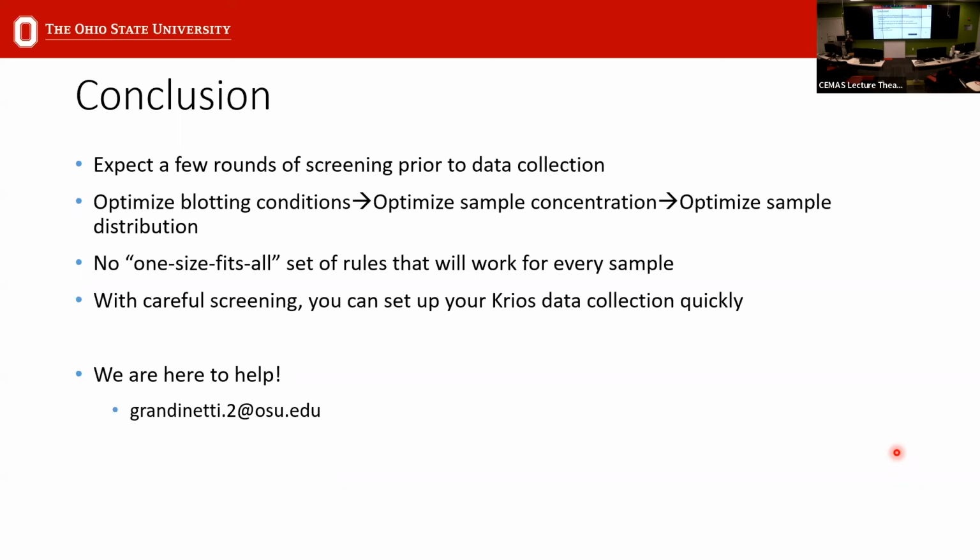Unfortunately, there's no one-size-fits-all set of rules that will work for every sample. Each and every cryo project is going to have different blotting conditions and different data collection parameters. But if you spend some time carefully screening your sample, you can almost guarantee that the data coming off of your Krios is going to get you some structure. The worst case scenario is to rush through Glacios screening, get to the Krios, spend $1,000, have 2 terabytes of useless data. So this is what I would like to avoid at all costs.